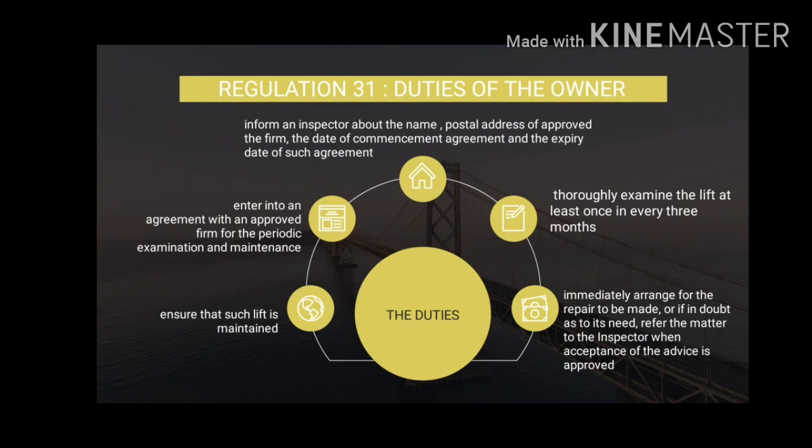The owner must thoroughly examine the lift at least once in every 3 months and immediately arrange for repairs to be made, or if in doubt as to its need, refer the matter to the inspector, when acceptance of the advice is approved.